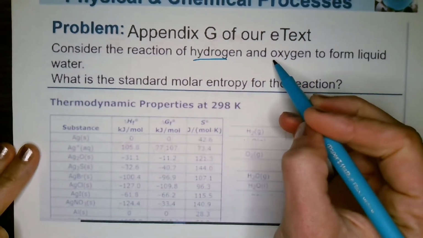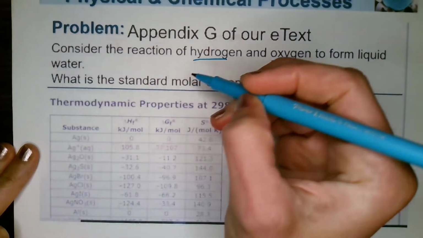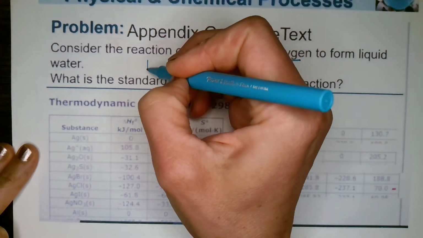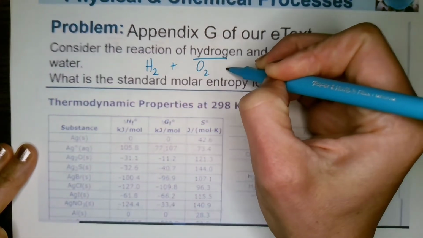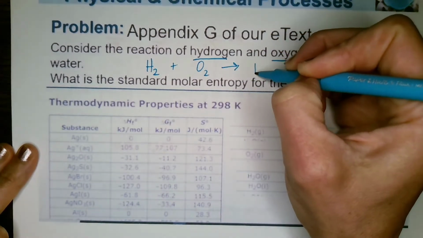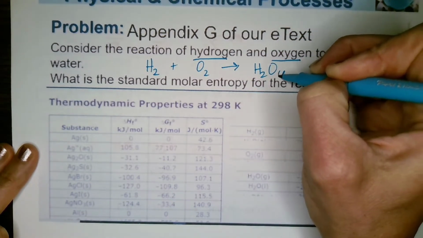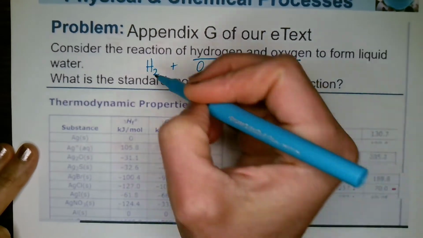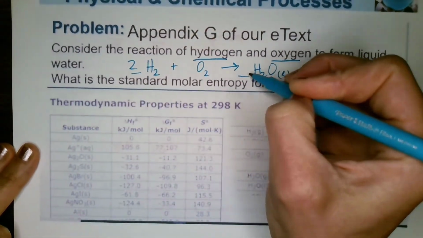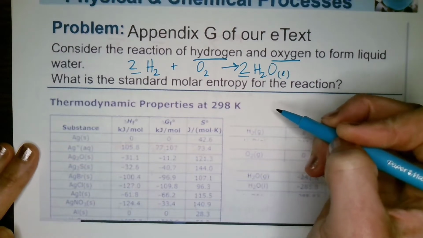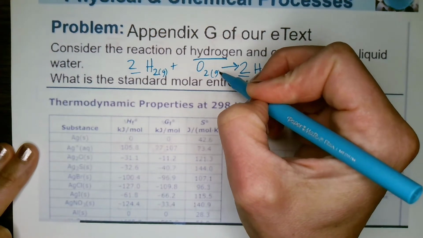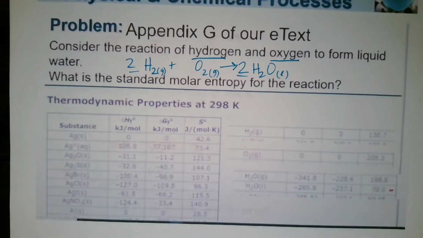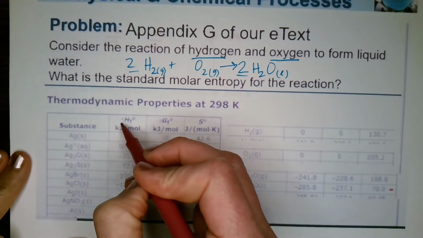Let's take a look at an example problem. Let's consider the reaction of hydrogen and oxygen to form liquid water. So let's write this reaction out. We have hydrogen and oxygen to form liquid water. Let's balance our equation here. We need two H2s for two H2Os. That should be good. We know that these are gaseous, and we know that that's a liquid.